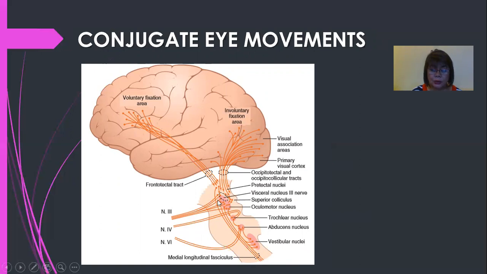They would go into your superior colliculus, and this is the one in charge of your conjugate movement. When one eye moves to the right, both eyes move to the right; left, right, left, up, down. So there's conjugate movement. The two eyes move together in the same direction. This is a function of the superior colliculus.